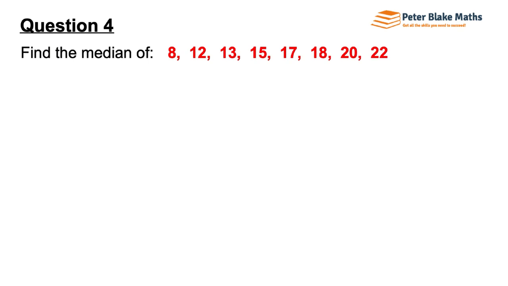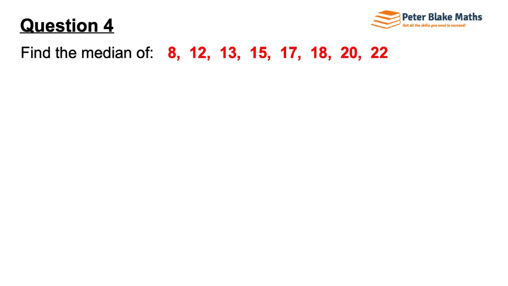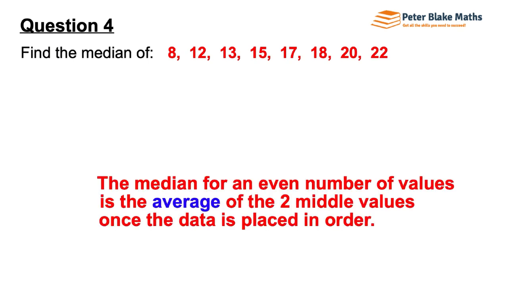Question 4. Find the median of this set of numbers. We have 8, 12, 13, 15, 17, 18, 20 and 22. The median for an even number of values, and we have 2, 4, 6, 8 values here, is the average of the two middle values once the data is placed in order. This data is already in order, so we should look for two middle values.